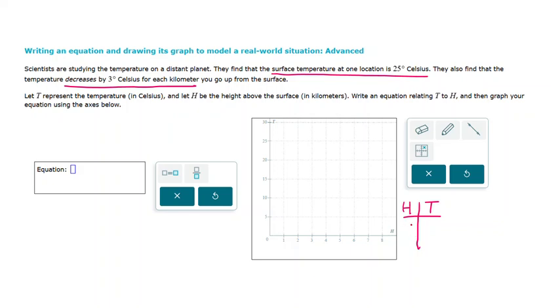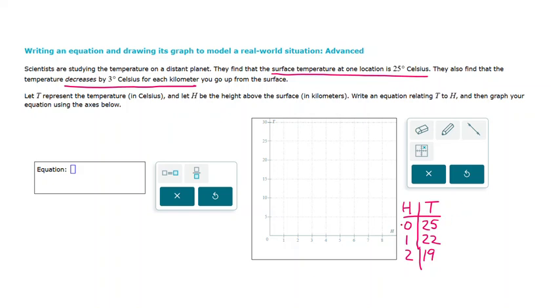I know that when the height is 0 kilometers above the surface, the temperature is 25 degrees. And at 1 kilometer above the surface, it's going to have decreased 3 degrees, so it will be 22. And then at 2 kilometers above the surface, it will decrease another 3 degrees, so it will be 19. So these are going to be some points that I can use to make my graph.